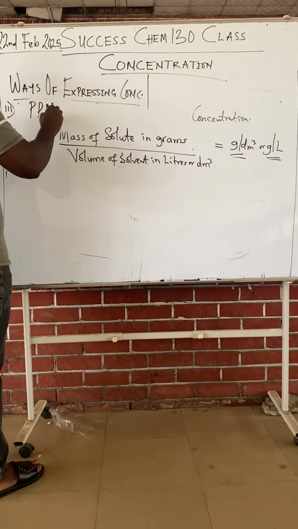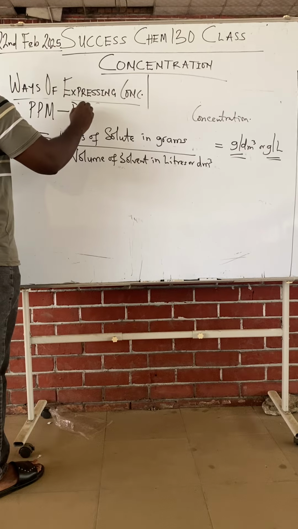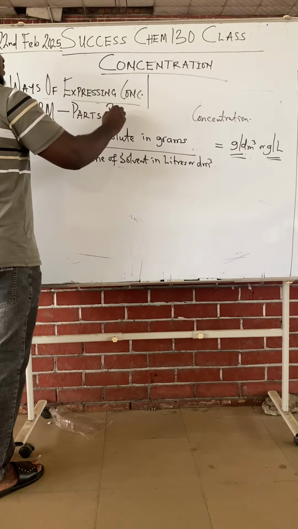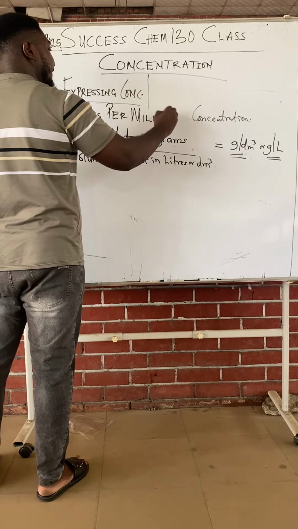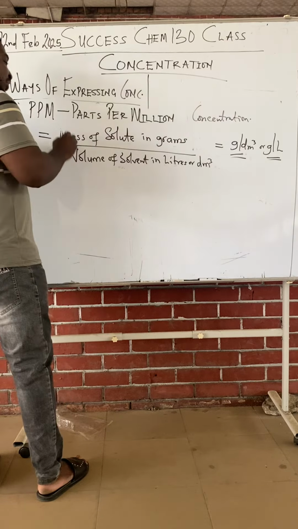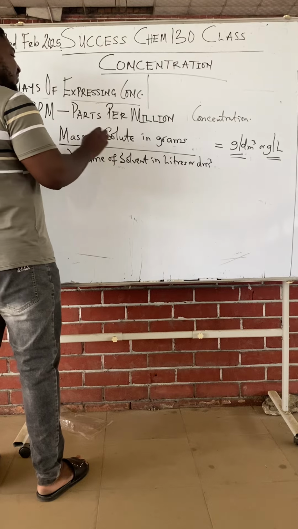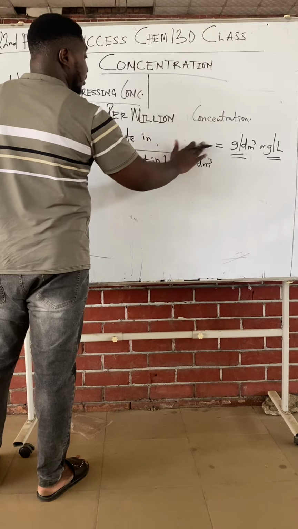PPM, parts per million. Class, in the PPM concentration, it is mass of solute in milligram.